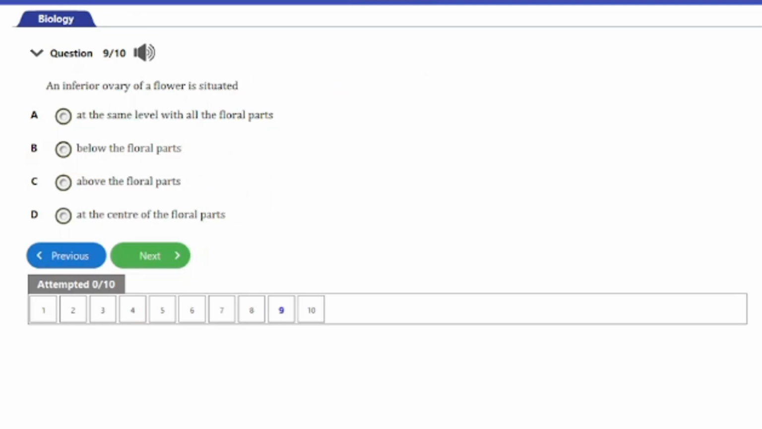That's question number 9 here. It says, an inferior ovary of a flower is situated A, at the same level with all the floral parts, B, below the floral parts, C, above the floral parts, D, at the center of the floral parts. So guys, the answer to this question is option B here, below the floral parts. And that's it for that question. Let's go ahead and consider the next and the last question.